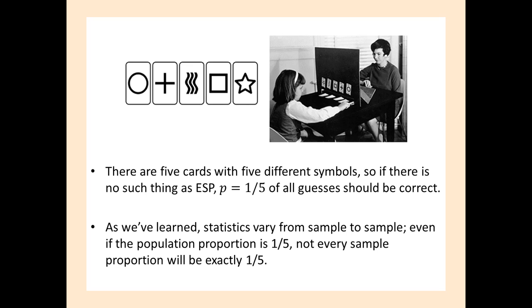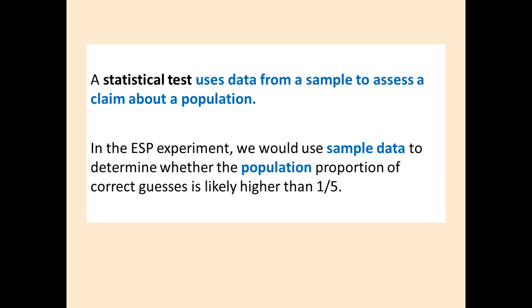From Chapter 3, we have the idea of sampling variability, which is that second bullet point. That's going to factor in pretty heavily in hypothesis testing. The reason that sampling variability is going to factor in pretty heavily is that you use sample data to assess some claim about the population when you're performing a statistical test or a hypothesis test.